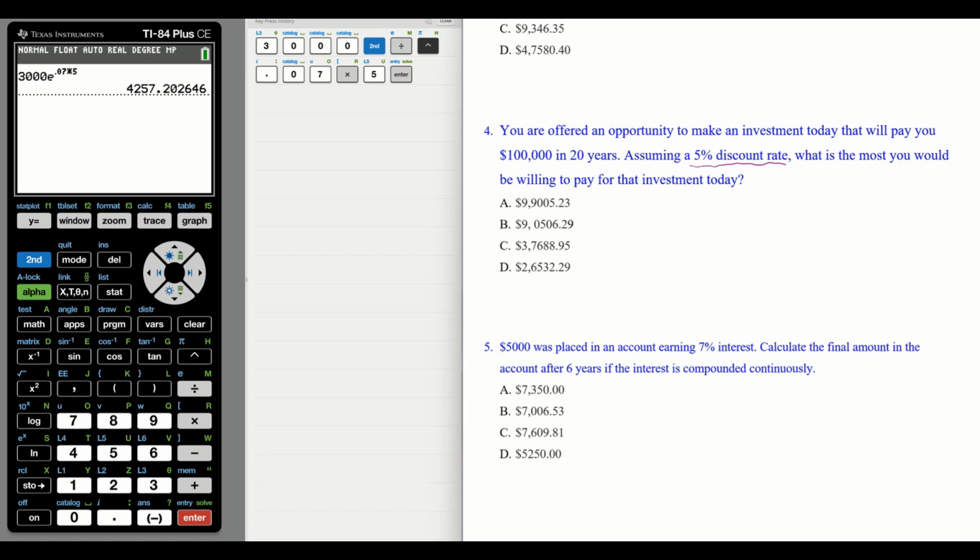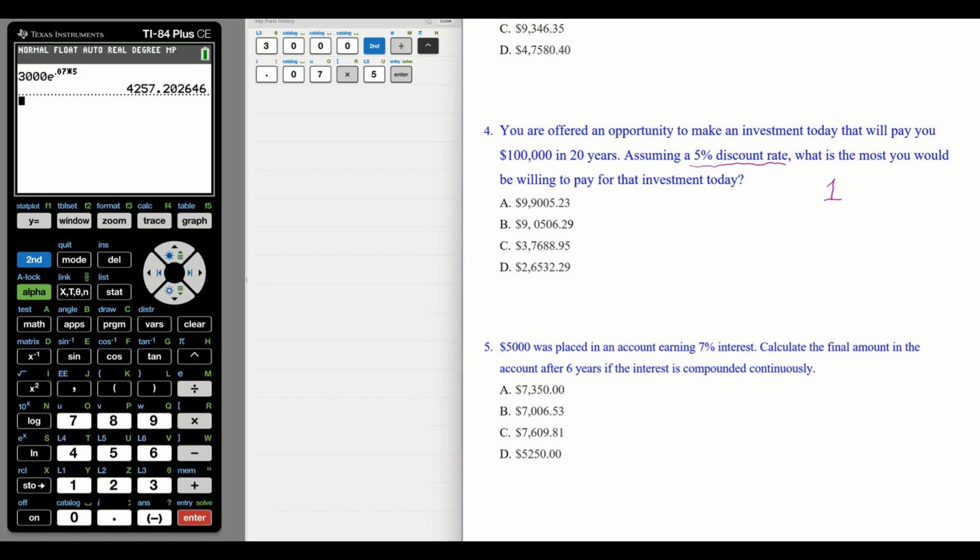you would be willing to pay for the investment today? This is different. Okay, so first off, how are they compounding it? It's not continuous. Okay, right? Obviously not continuous. It's just looking at a discount rate. But it is compounding once a year. So we're just talking about yearly all the way around. Because it doesn't say monthly, nope.